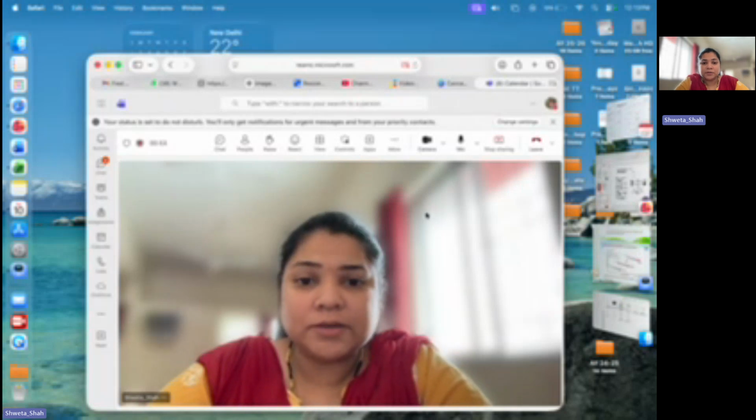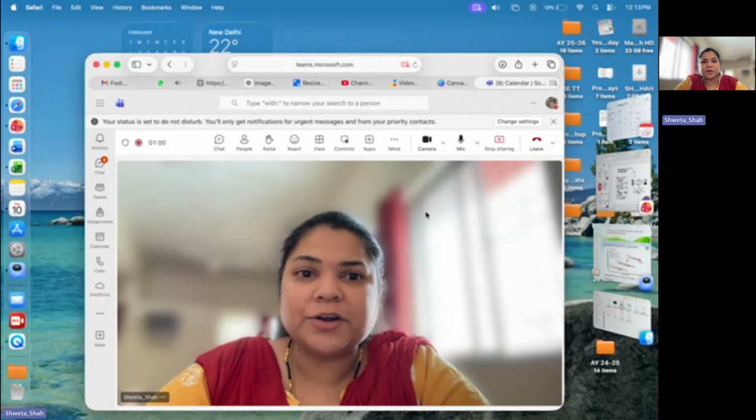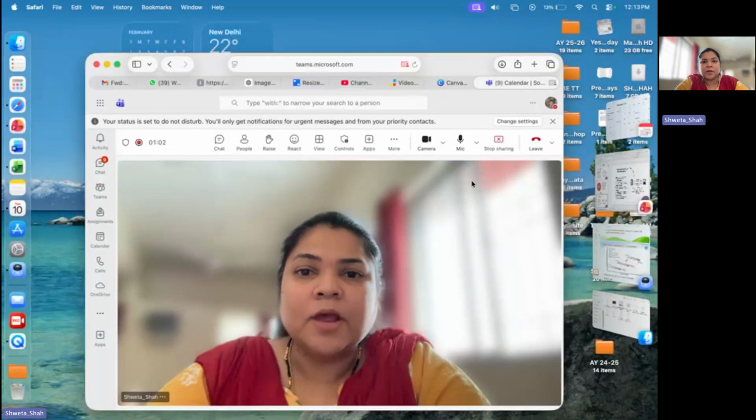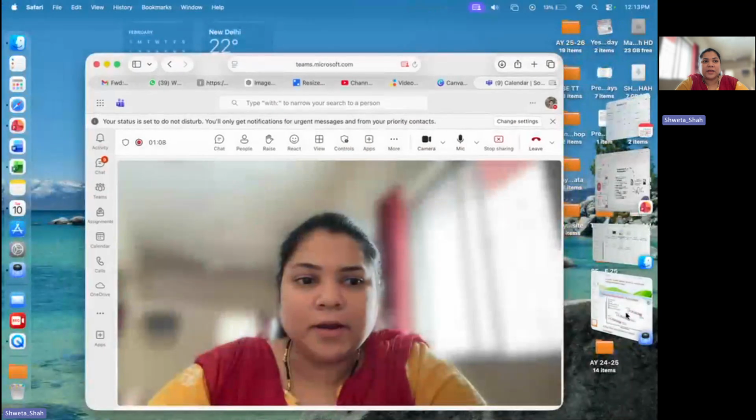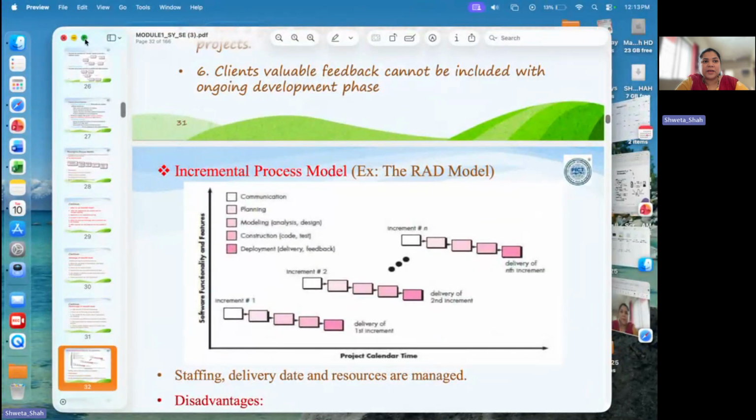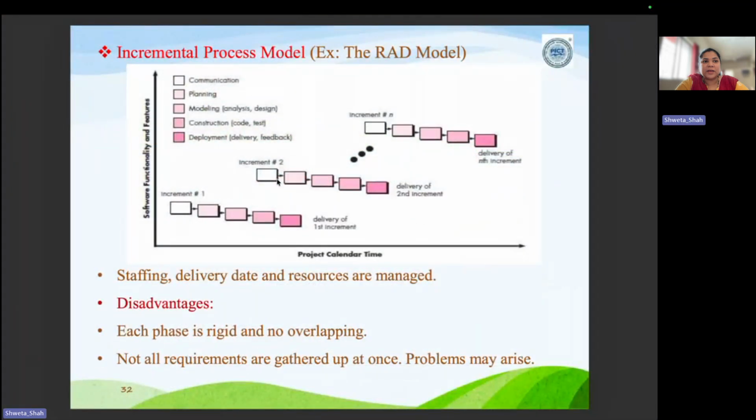So in the earlier lectures, we have discussed the waterfall model and generic process models. In the earlier one, we discussed the introduction to software engineering. Today we are going to discuss the incremental model and other models. The next part is about the incremental process model. The incremental process model is also called the RAD model.